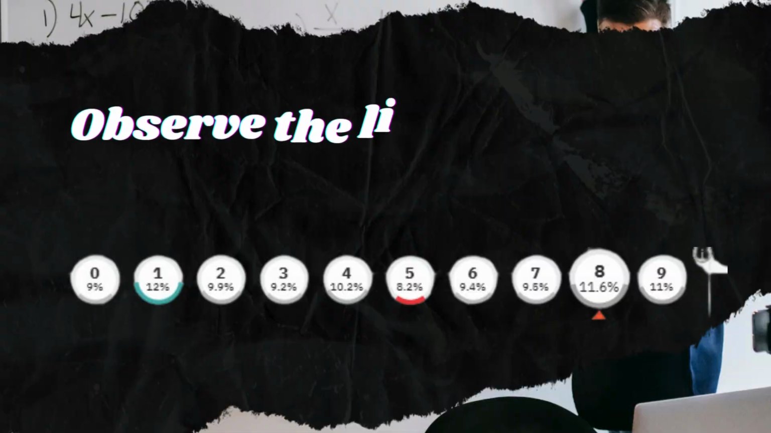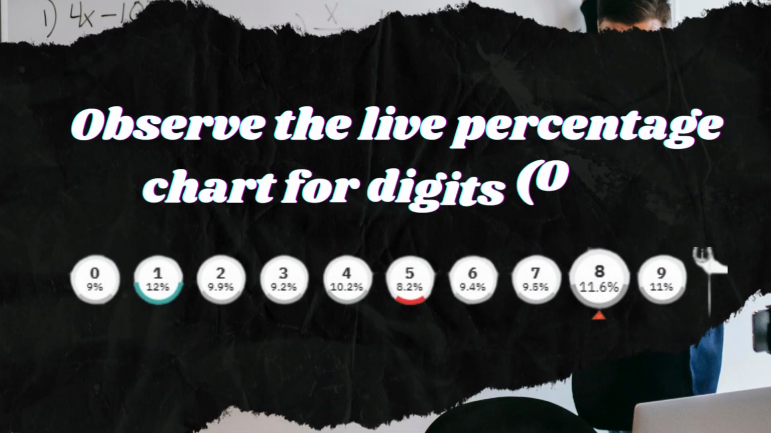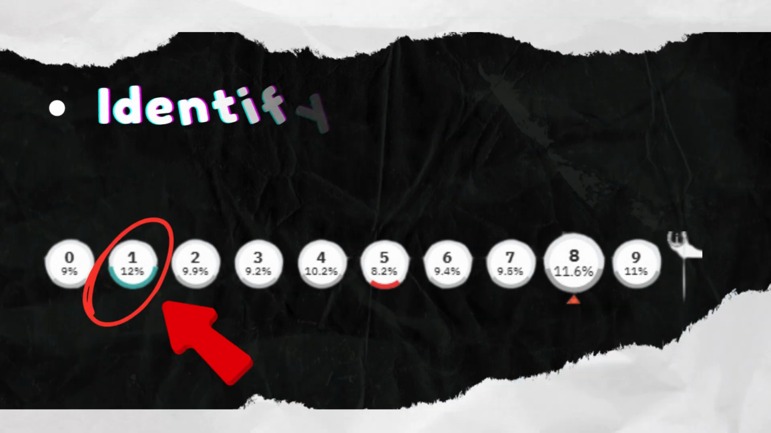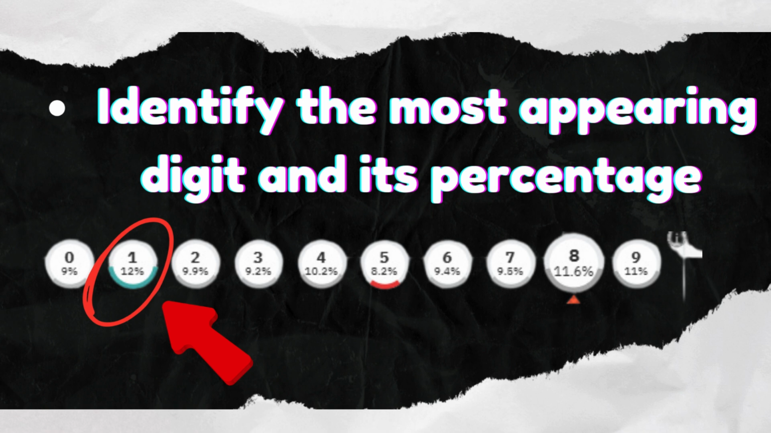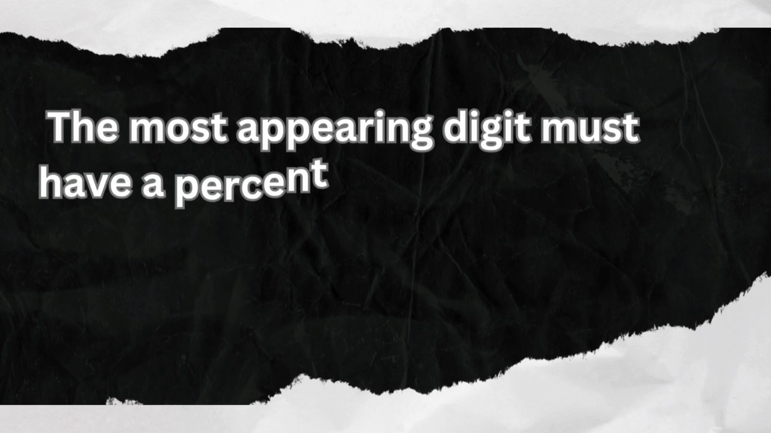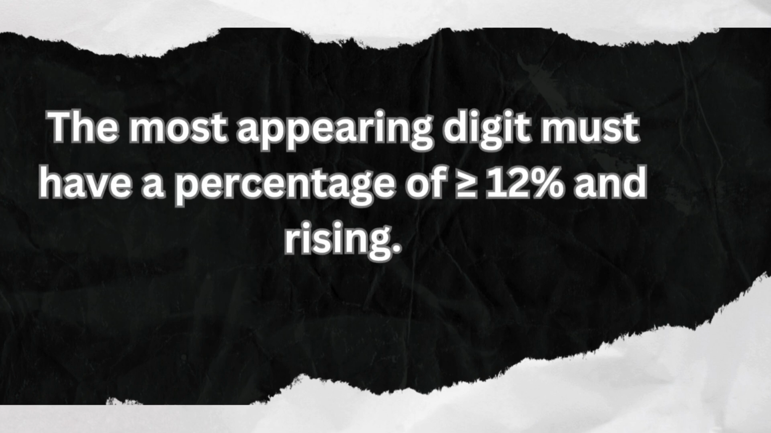So the first thing that we have to do is to observe the live percentage charts for digits 0 to 9. The second thing that we have to do is to identify the most appearing digit and its percentage. Another thing we have to do is to ensure the most appearing digit must have a percentage of more than 12% and make sure it's rising, not going downwards.